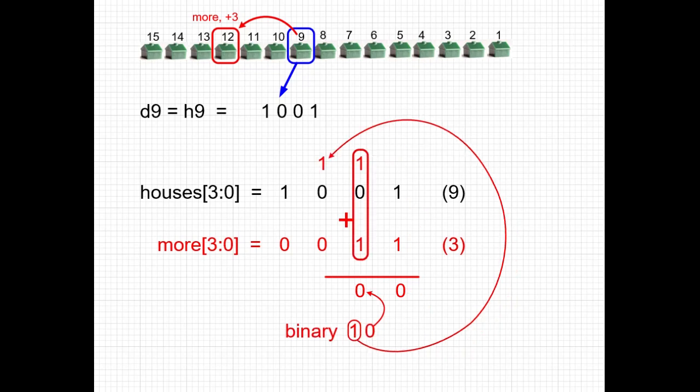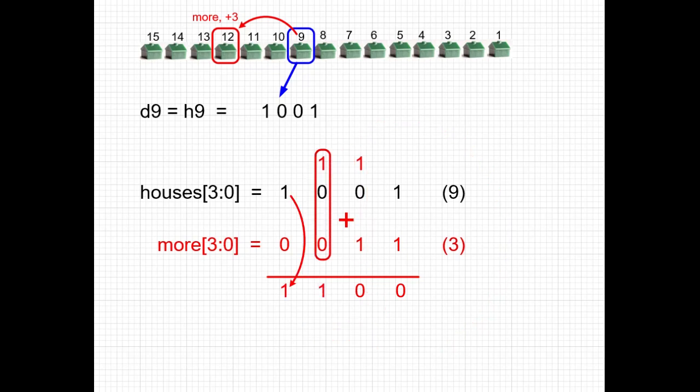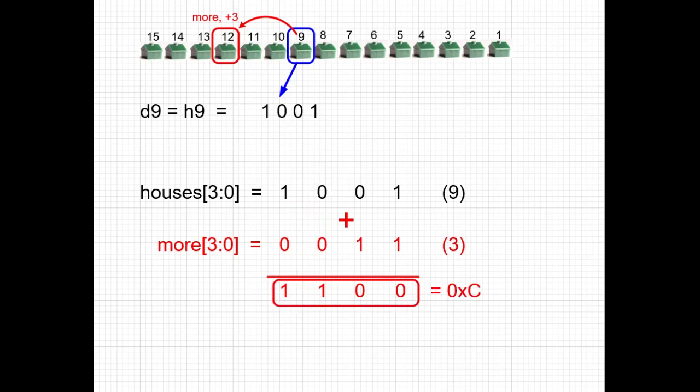Then, adding the carry 1 with the second bit of the more value, we again get a binary 2, and again we use the LS bit, 0, and carry the 1 to the third bit position. There's no carry at the third position, so we end with an answer of hex C, which we know is decimal 12, the answer we hoped for.